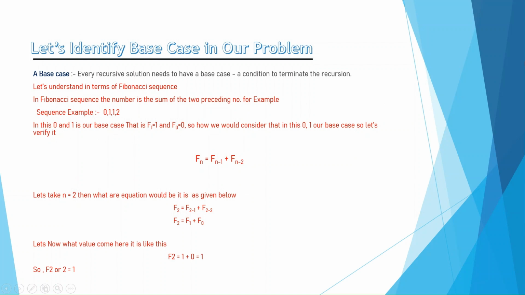Now let's identify the base case in our problem. Every recursive solution needs a base case, a condition to terminate the recursion. Let's understand in terms of the Fibonacci sequence. In the Fibonacci sequence, each number is the sum of the two preceding numbers. For example, the sequence 0, 1, 1, 2. In this, 0 and 1 are our base cases. That is, f(1) = 1 and f(0) = 0. So, how do we know that 0 and 1 are base cases?